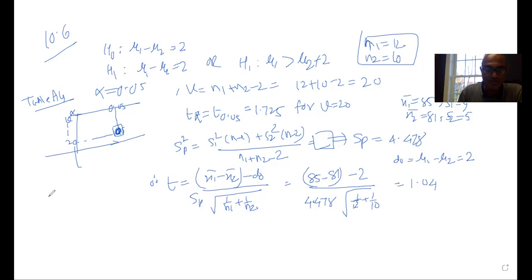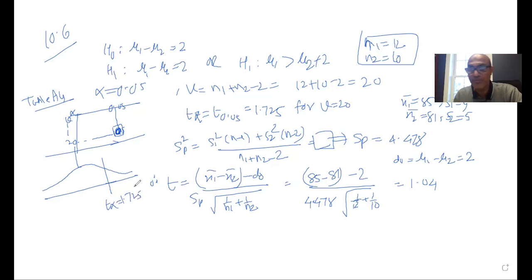Now, T alpha was, look at over here, if you have this distribution, and this is my T alpha. So T alpha was 1.725, and your T value, whatever you are getting over here, is 1.04. So 1.04 lies somewhere over here, right? This is 1 point, suppose 1 somewhere over here.